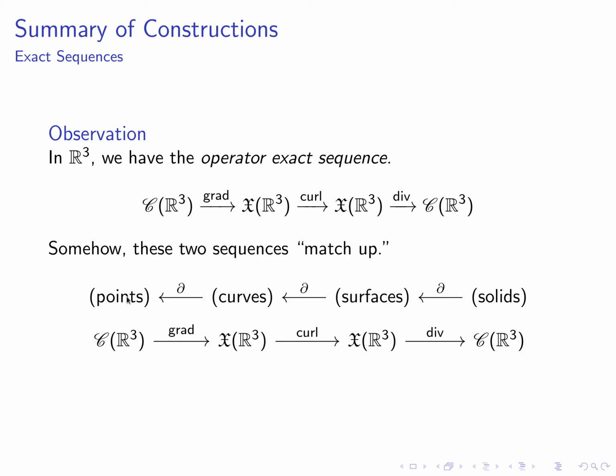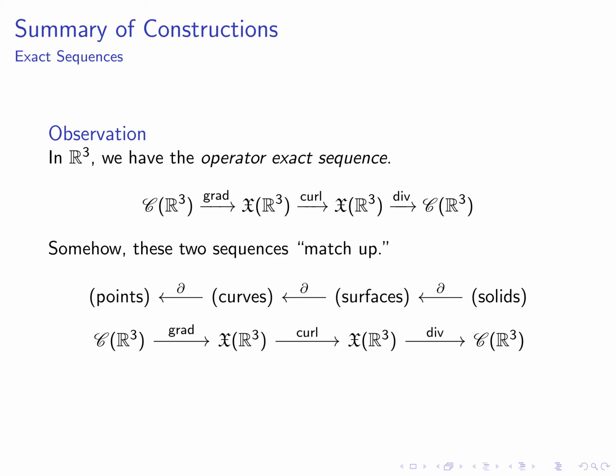So here we're equating points in space with scalar fields. We're replacing the boundary operator on curves with the gradient operator. We're making analogies between curves and vector fields. We're making analogies between boundaries of surfaces and the curl operator. We're making analogies between surfaces and vector fields, and boundaries of solids to the divergence operator. So there's a nice pairing that occurs here.